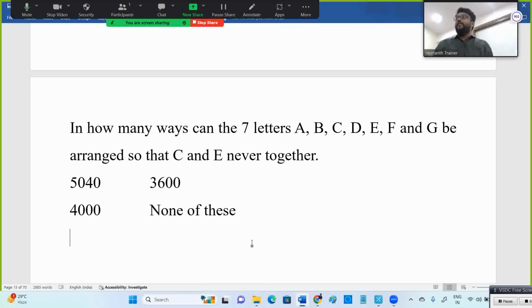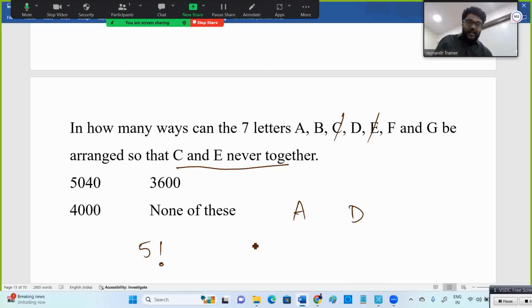We can do one method like that. The other method is this: they said C and D are never together, right? Listen, apart from C and D, who are available? If you remove C and D, what are the remaining letters? A, B, E, F, G. How many letters are there? 5 letters. First arrange those 5 letters. Arranging 5 letters is 5 factorial ways, which is 120.